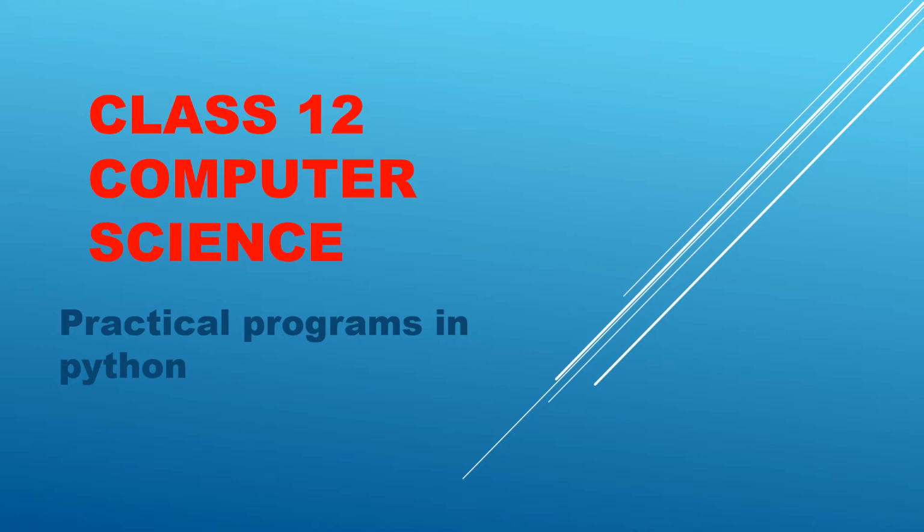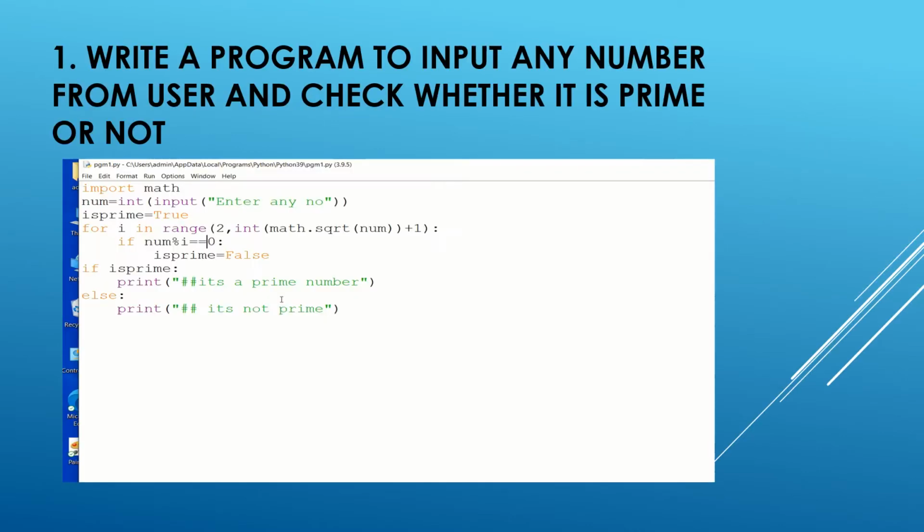Since it is starting from 2, our for loop will be taking the value from 2, and we want to find out whether it is math.sqrt(num) plus 1. And then, we will be dividing the number by the i value and finding whether the remainder is equal to 0.